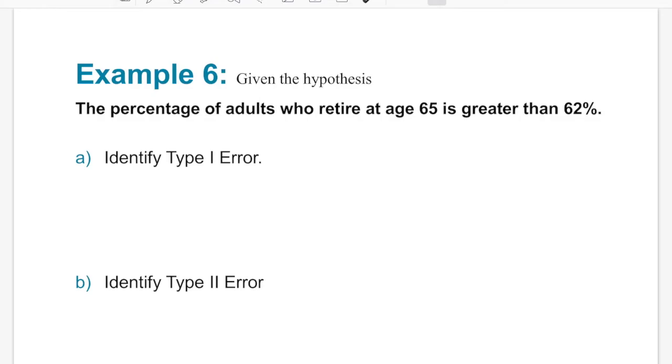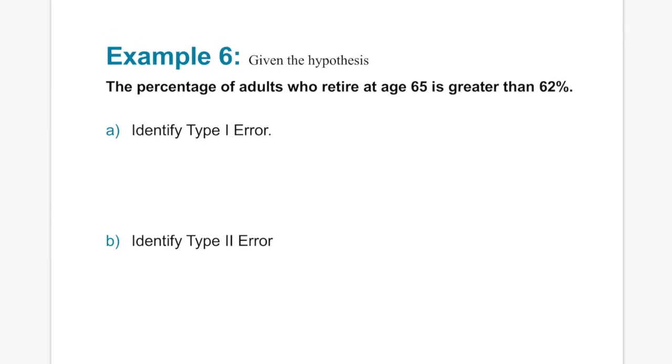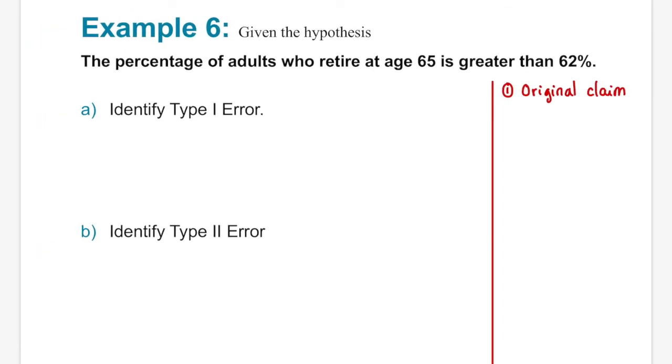Example 6. The percentage of adults who retire at the age of 65 is greater than 62%. A. Identify the type 1 error and identify the type 2 error. In order to identify type 1 and type 2 error, I need to have my H0 and HA first. In order to do that, I need my original claim. My original claim says that the percentage is greater than 62%.